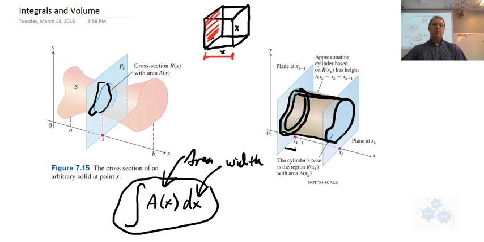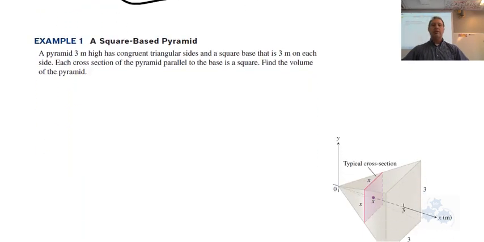But what happens if we bring this width closer and closer together? Then it gets more accurate, and we overcount less. So with the integral, we take the area of an infinitely small slice and we add up those slices, close to an infinite number of them. That's what the integral can do for us. All right, so let's take a look at this first basic example here.